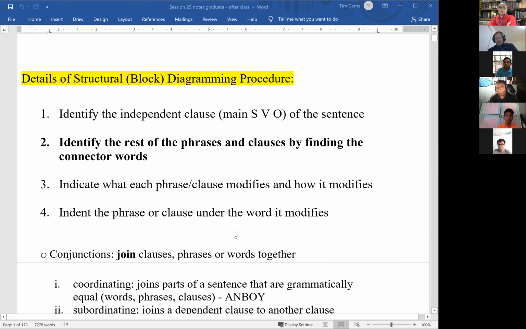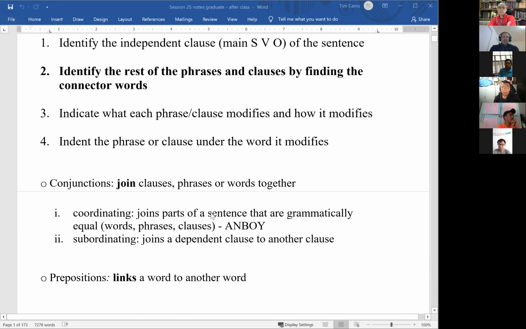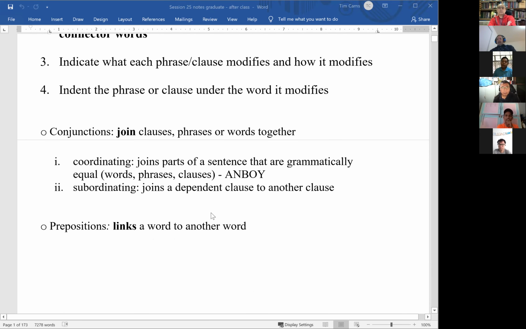Let me just remind you, the process for diagramming is first identifying that main clause, then identifying the other phrases and clauses by looking for the connector words. And we spent a lot of time on those connector words, particularly conjunctions and prepositions. Now, when we talk about prepositions, and there are so many of them, I forget, what did we mention? I think 150 or more prepositions in English.